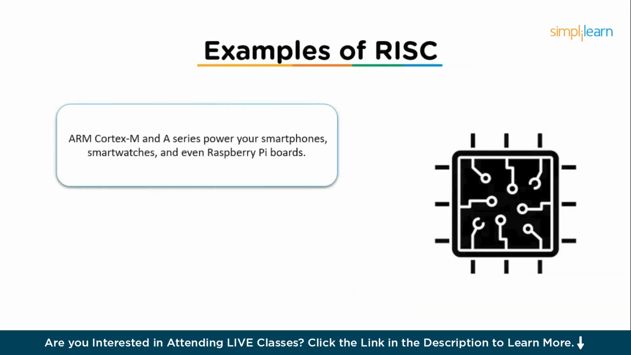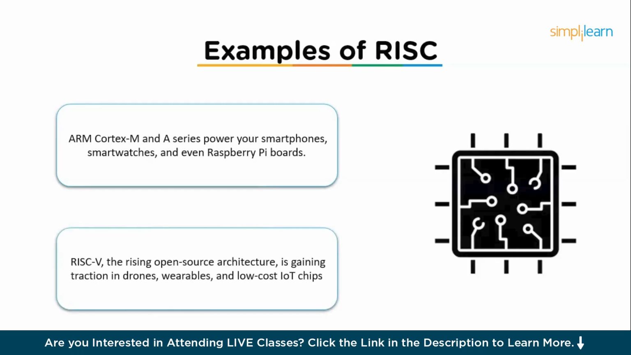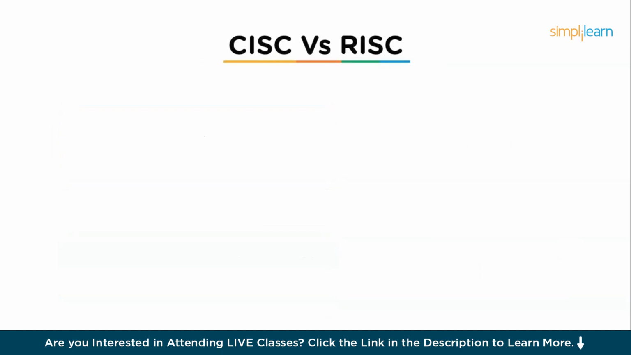The ARM Cortex-M and A series power your smartphones, smartwatches, and even the Raspberry Pi boards. The open source architecture is gaining traction in drones and low-cost IoT chips. Even routers and set-top boxes still use MIPS, a classic RISC architecture. So let's now move on and see the CISC versus RISC face-off.